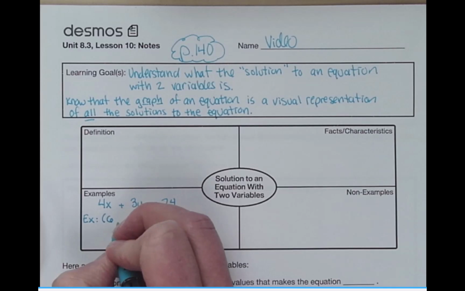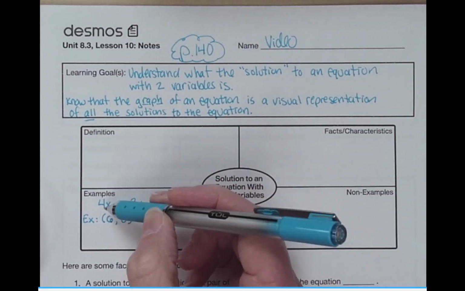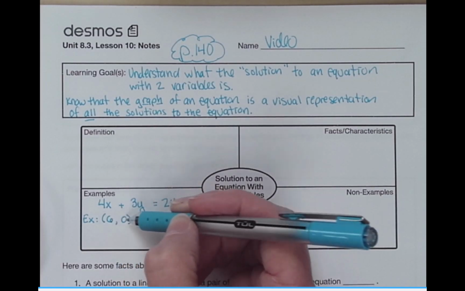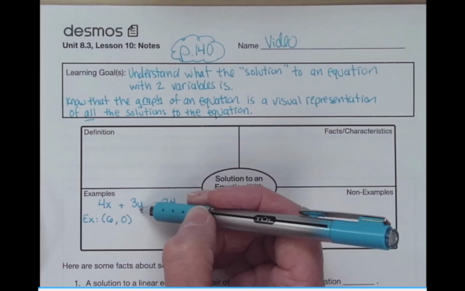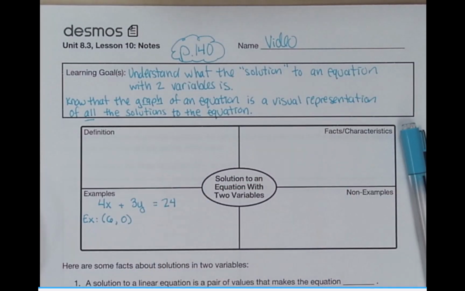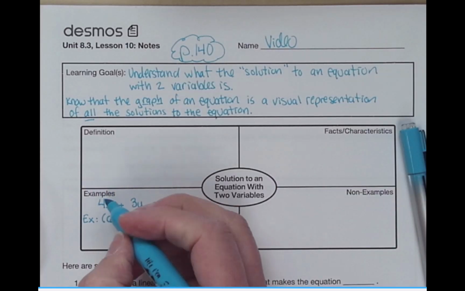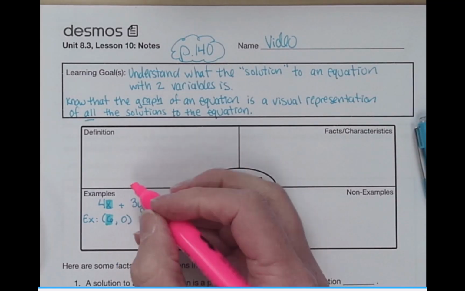One solution to this is the point (6, 0). Now, this equation has an x value and a y value, and you know that this coordinate has an x value and a y value. So just like we did with the equation in one variable, where we substituted values in for the variables and saw if it made the equation true, we're going to do the same thing with this equation that has two variables. I'm going to do some color coding to help us see what's going on. So for x, I'm going to substitute in 6. And for y, I'm going to substitute in 0. And we'll see if it makes this equation true.